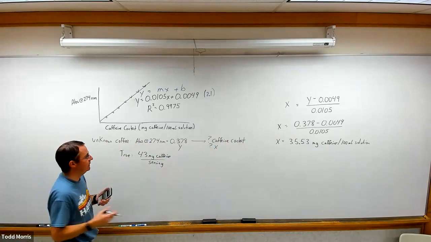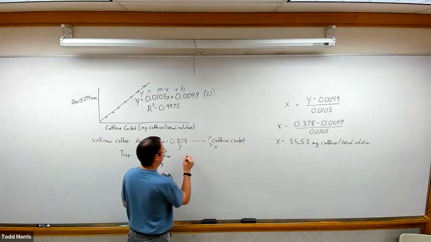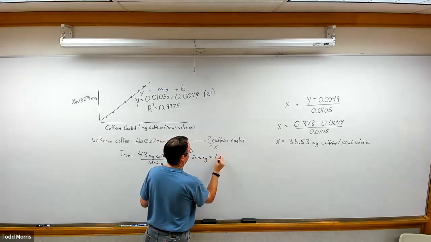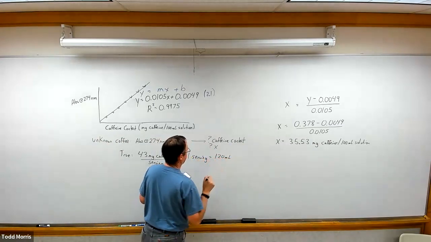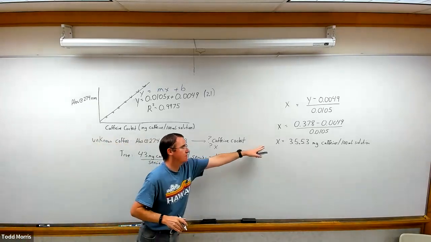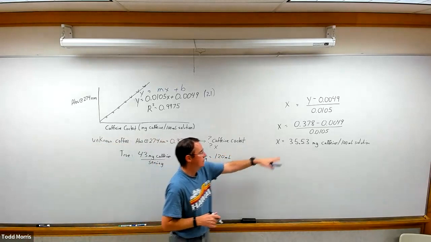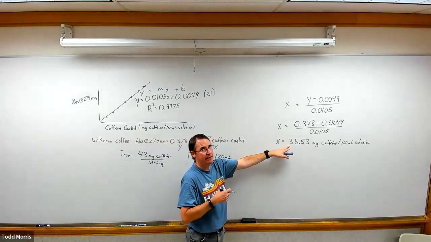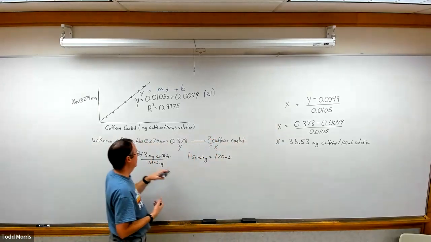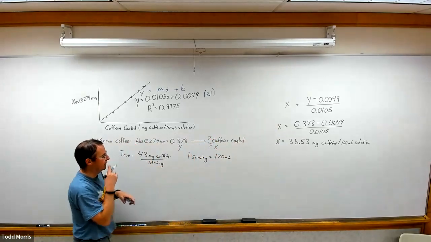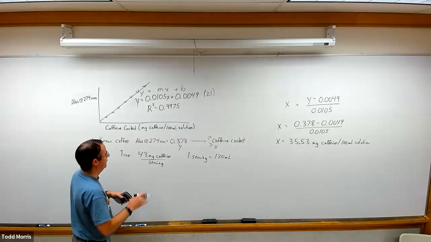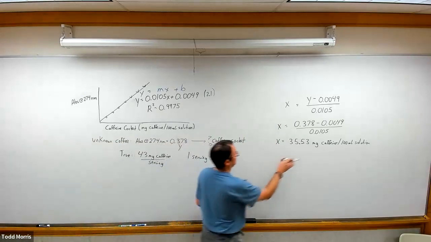Well, if I look at the label again, I found the serving is not 100 milliliters, but rather it's 120 milliliters. So to compare this value to this value, I need to convert this value from units of milligrams caffeine per 100 milliliters to milligrams caffeine per serving, so I can fairly compare the two. To do that, we have to do a simple dimensional analysis process.